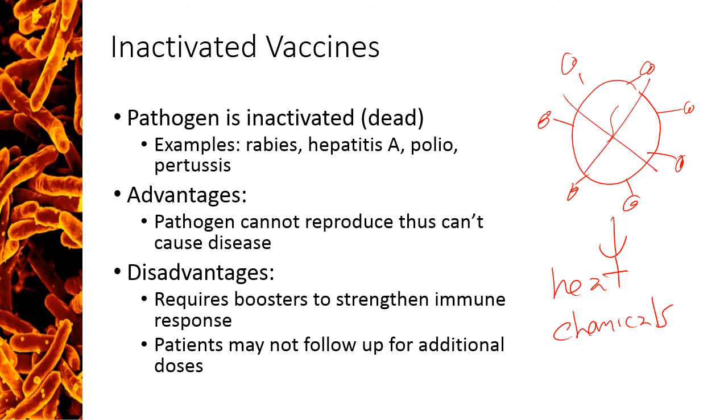And so it still looks like the pathogen, which means you can still mount an antibody response to the proteins on the surface or the proteins of the pathogen itself, but it can't replicate, it can't grow because it's not actually alive. And so one advantage of inactivated vaccines is you can use them in someone who is immunocompromised because the pathogen can't reproduce, so they're a little bit safer that way. There's no way they can reconvert to a pathogen because they're dead.